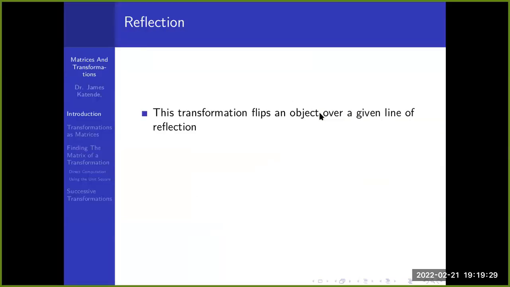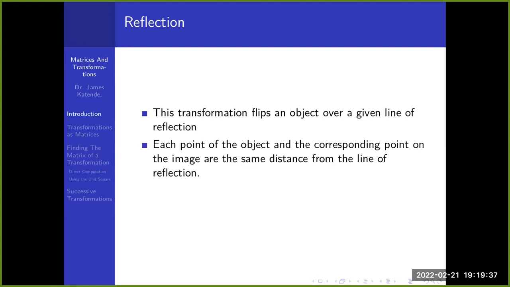So the third one is a reflection, and this one simply flips an object over a given line of reflection. So to perform this one, you need a mirror line, sort of. So the line becomes like a mirror. So you will always need a mirror line. And each point of the object and the corresponding point on the image will be exactly the same distance from the mirror line.